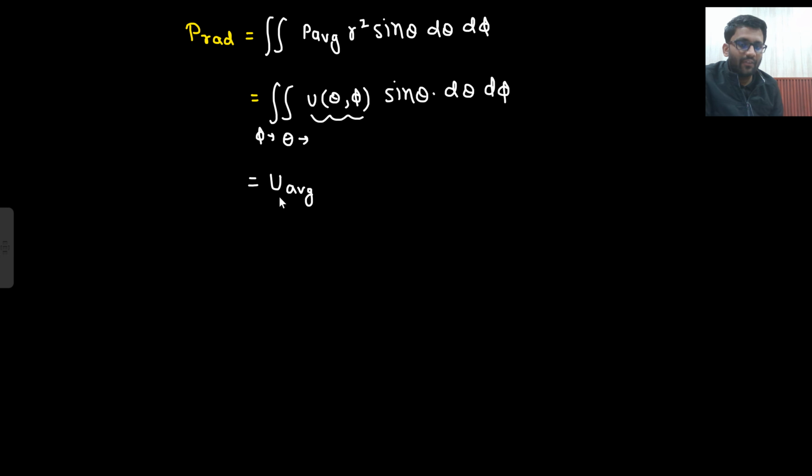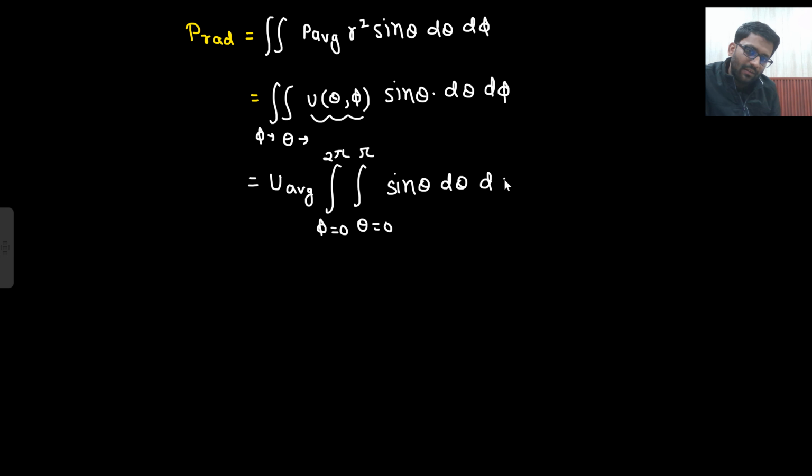Okay, so this is your average radiation intensity. Now we need to put the limit. From where to where you will have the limit of theta? From 0 degree to pi. And from where to where you will have the limit of phi? From 0 to 2 pi. Here I should not write degree if I am writing in radian. Sin theta d theta d phi. And what is this? P radiated.